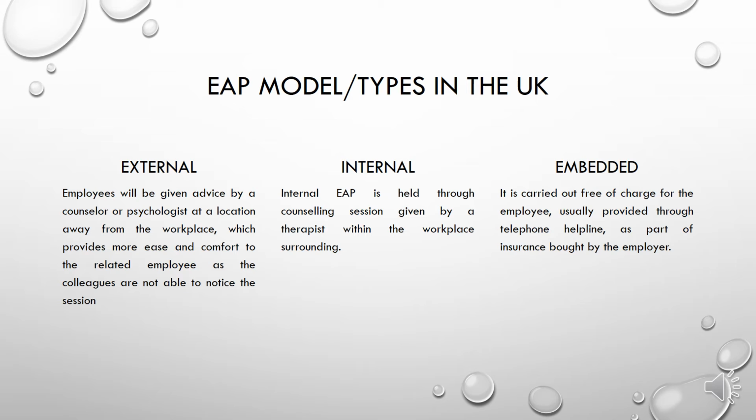Internal EAP takes place through a counseling session given by a therapist within the workplace surroundings. So we can see the difference between external and internal types of EAP in the UK. But last but not least, the embedded EAP model. This model is carried out free of charge for the employee, usually provided through a telephone helpline as part of insurance bought by the employer.